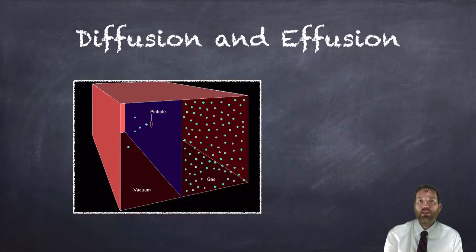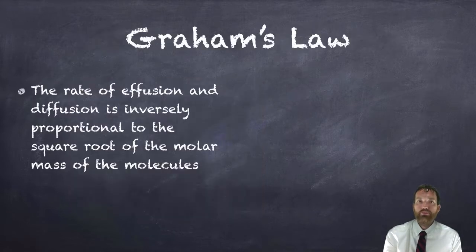This next picture shows effusion. If I have this container here, and this side is charged with gas, and this side is under a vacuum, if we create a pinhole in here, now the gas on this side has a place to go. Because of the random molecular motion of these particles, they will eventually move through this pinhole and start to move into this chamber on the left. Again, the speed at which they do this is dependent upon how heavy those particles are. So the rate of effusion and diffusion can be quantified. It is inversely proportional to the square root of the molar masses of those molecules.